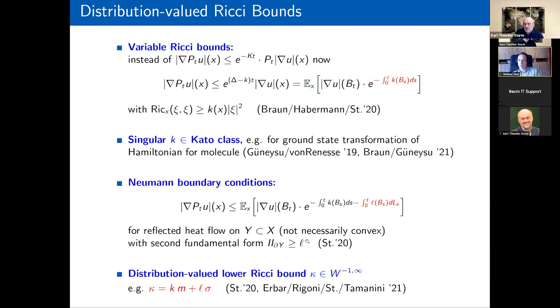So in the smooth case, the capital L is the local time. In the singular case, it's just the continuous additive functional associated with the boundary measure of this non-convex set Y. And this, of course, gives us a very new and very interesting extension. And if we want to combine all of this, this leads to the distribution-valued lower Ricci curvature bound, where the Ricci curvature bound is just a distribution in negative Sobolev space of order minus one. Typical examples are K times volume measure or L times surface measure in these cases. And we can derive gradient estimates of this type and similar objects.